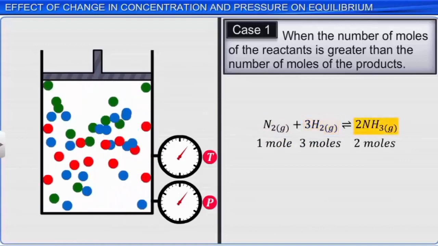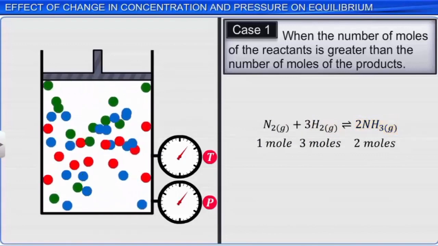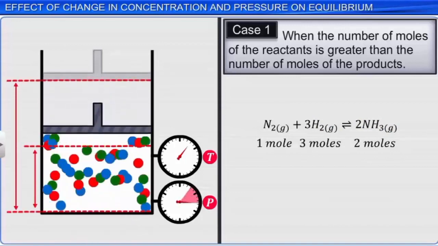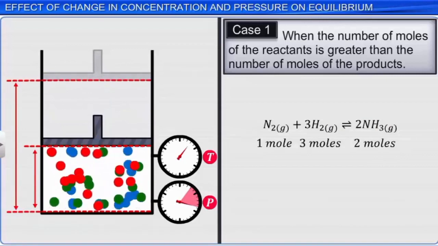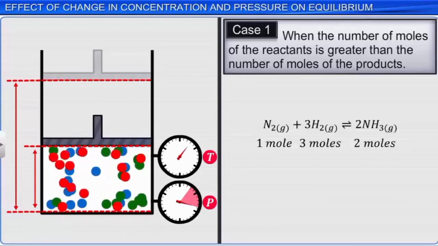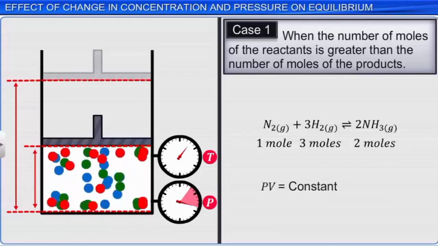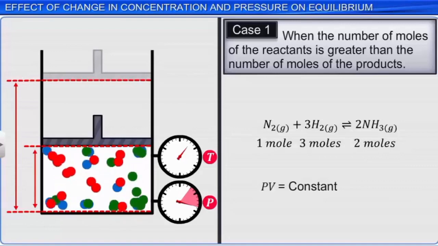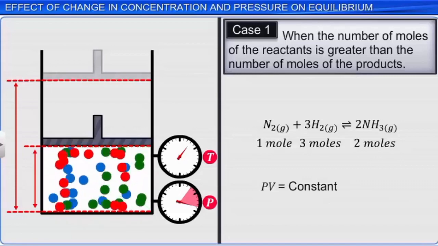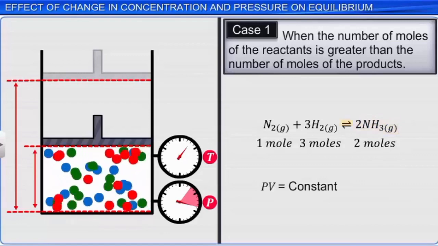Suppose the equilibrium mixture is kept in a cylinder fitted with a piston at constant temperature and is compressed to 1/2 of its original volume. As the volume decreases to half, the pressure will be doubled according to the equation PV equals constant. As the pressure is doubled, according to Le Chatelier's principle, the equilibrium shifts in the direction of decrease in pressure or the number of moles of the gas. So, in this case, the reaction proceeds towards the formation of the product, ammonia.